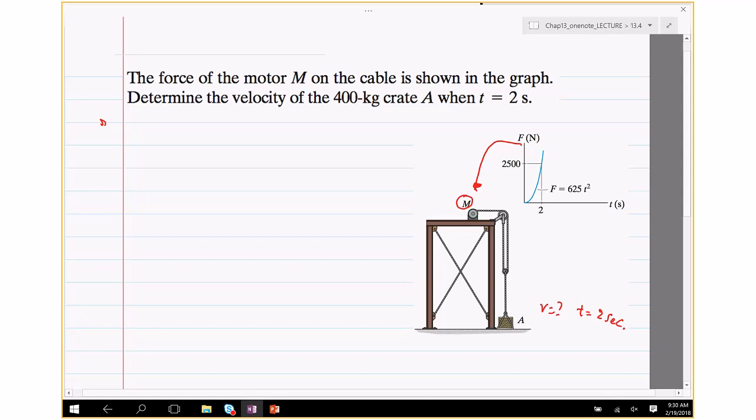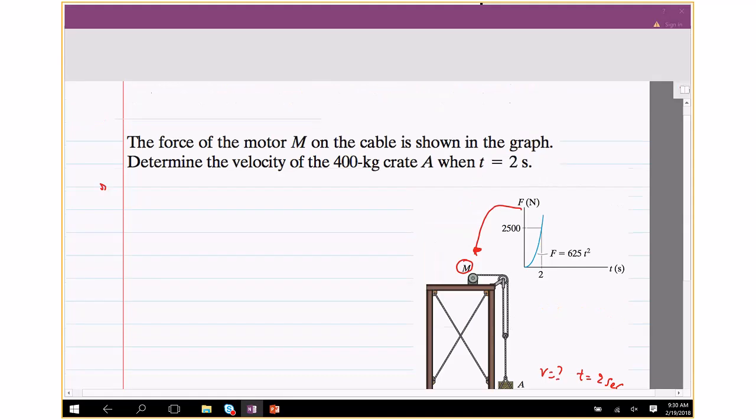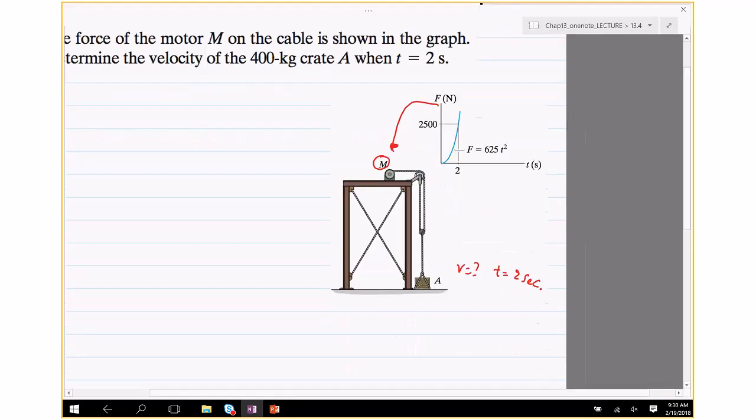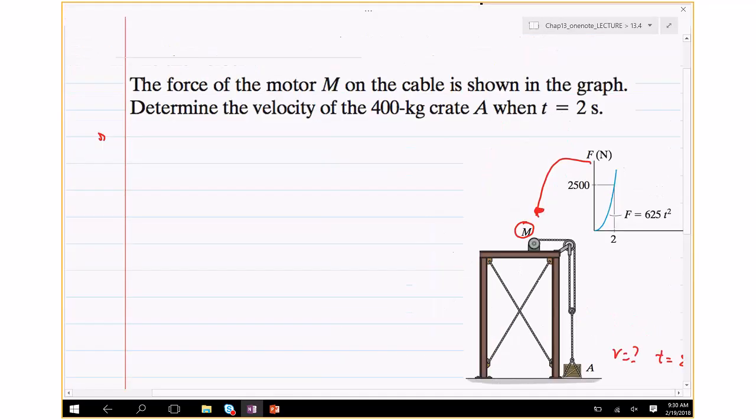Again, the key thing here is to realize that you're given a force and you're told to find the velocity. So if you're given a force, you have to use kinetics. You have to use Newton's laws, which means you have to use those three steps which I talked about. So let's start off with a free body diagram and move from there.